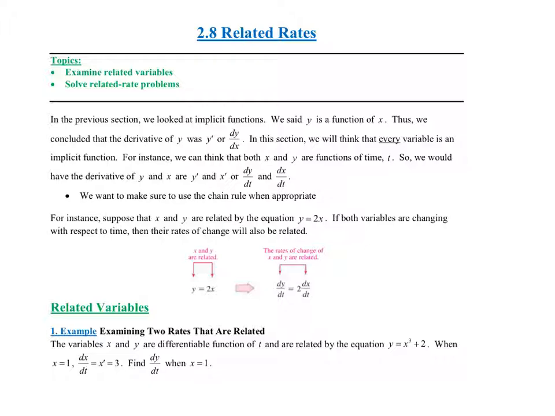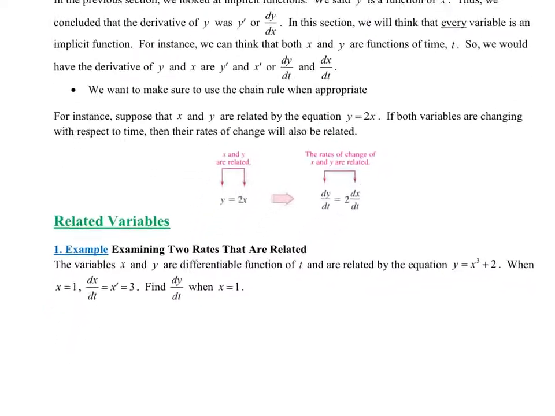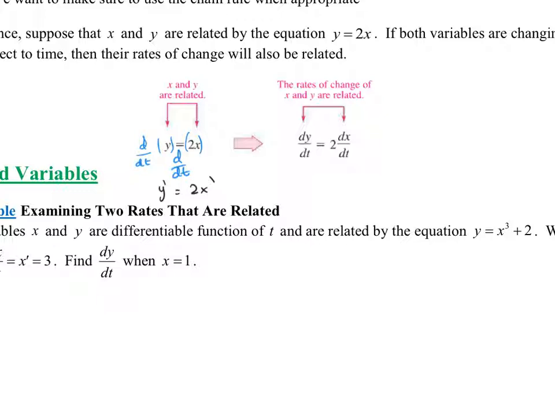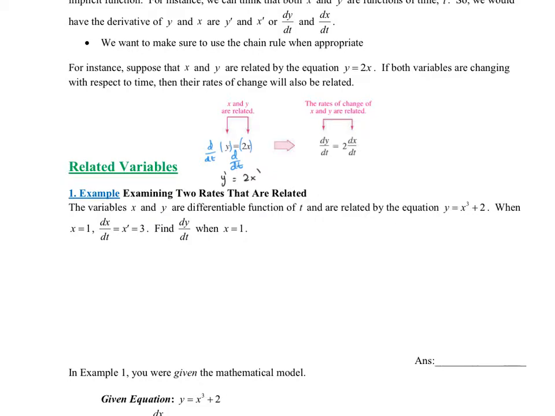We want to make sure to use the chain rule when appropriate. For instance, suppose that x and y are related by the equation y equals 2x. If both variables are changing with respect to time, then their rates of change would also be related. So in other words, take the derivative with respect to t of both sides of the equation. Because the variables don't match, the derivative of y is y prime. The derivative of 2x again would be 2x prime. And that's what they have written right there, except they're using dy dt and dx dt. I use the y primes and the x primes just because that's the notation I prefer.